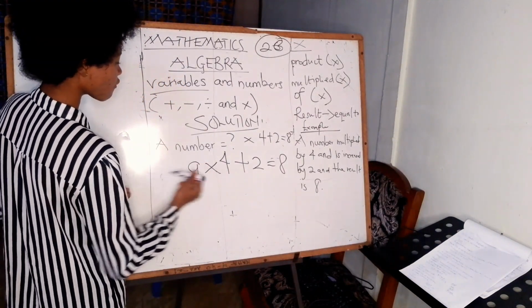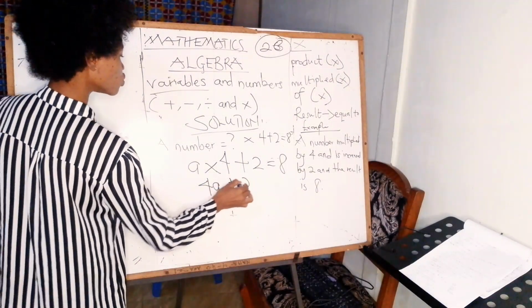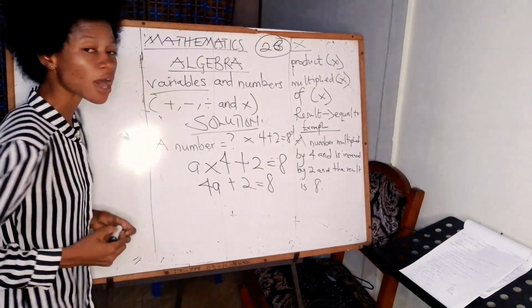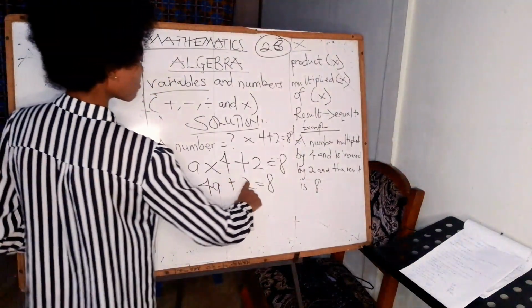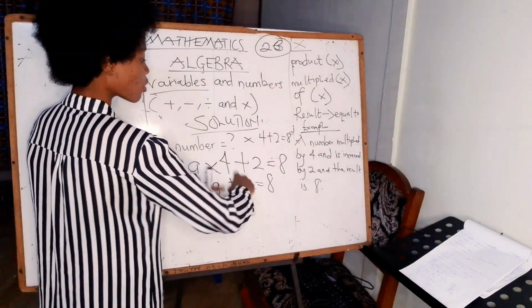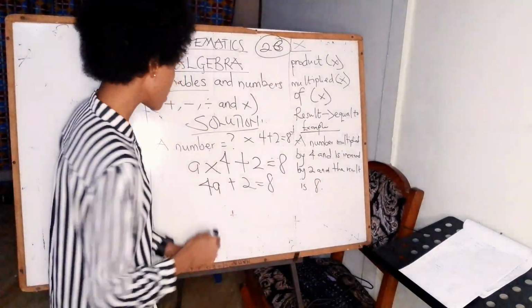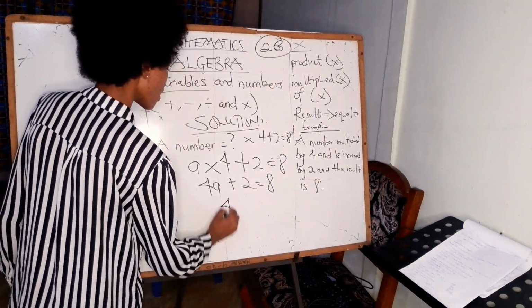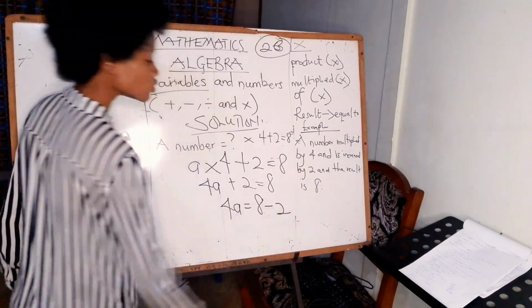A multiplied by 4 is what? 4A plus 2 is equal to 8. Now, under the algebraic terms, it says when a positive number is crossing an equal sign, it becomes what? Negative. And so we're going to get 4A is equal to 8 minus what? 2.